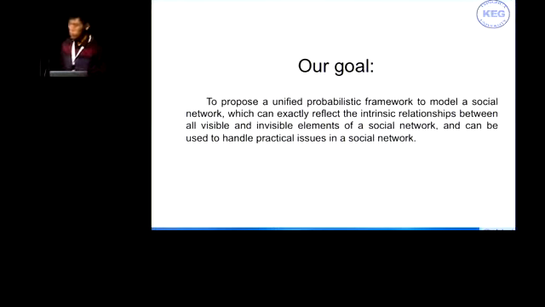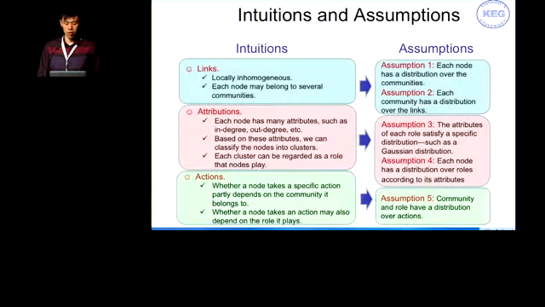So in this work, the goal is to propose a unified probabilistic model of the social network which reflects the intrinsic relationships among these visible and invisible elements of the social network, and which has different kinds of applications in many different social networks. The intuition behind this model is threefold, each corresponding to one of the visible elements, respectively.